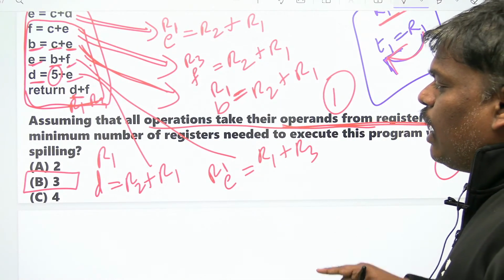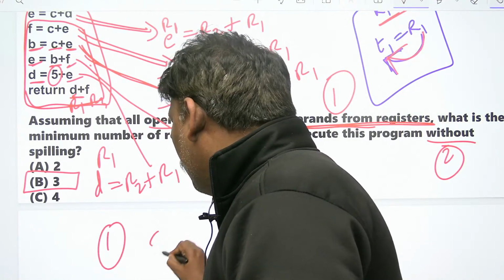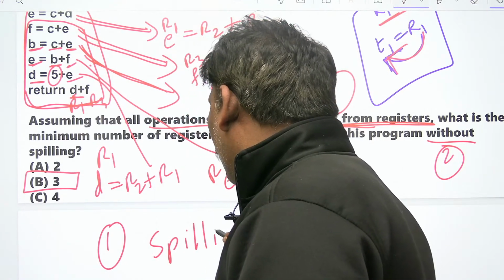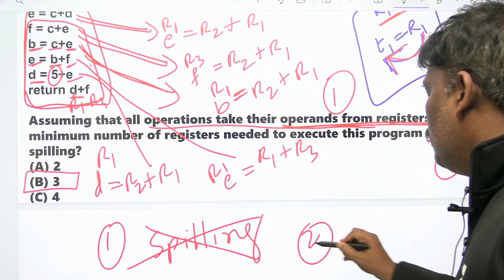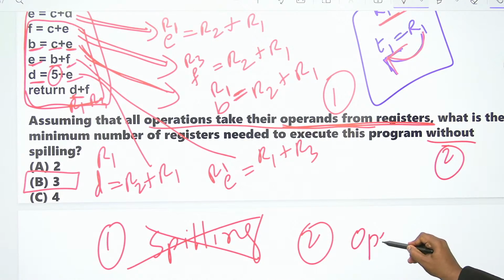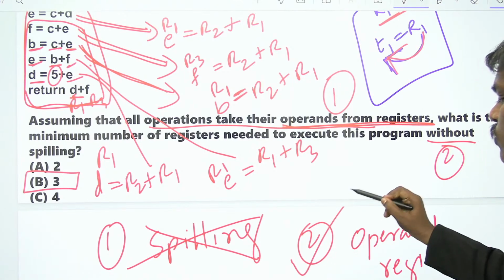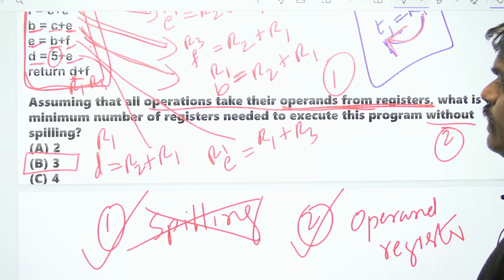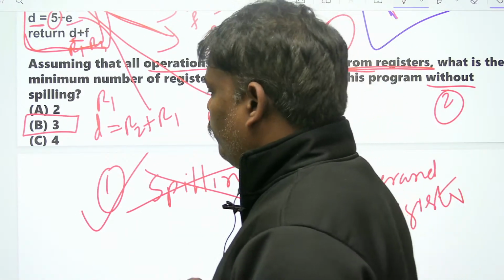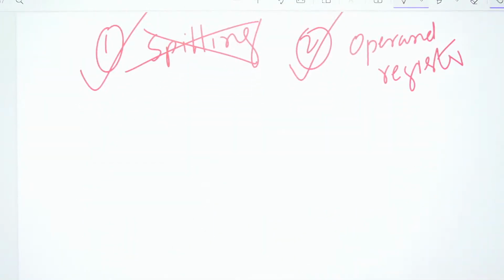See this one. Every operand should be in a register. See the keywords: spilling not allowed. I have not done spilling. If you want, you can check. Spilling is not there. Second condition: operands should be in registers. Yes, that also I followed. No spilling, and operands are in registers. Please be careful, this is a very interesting one.